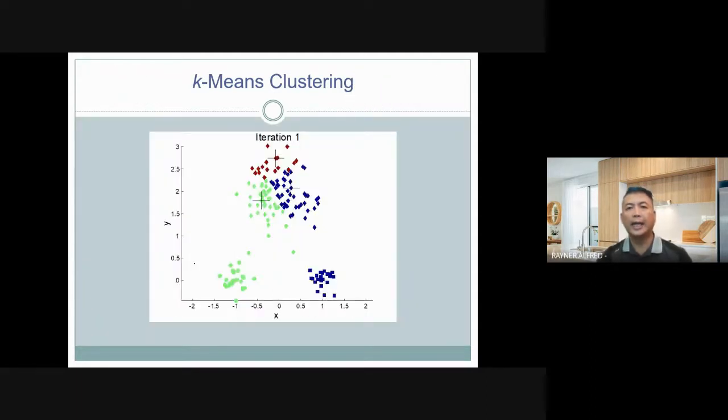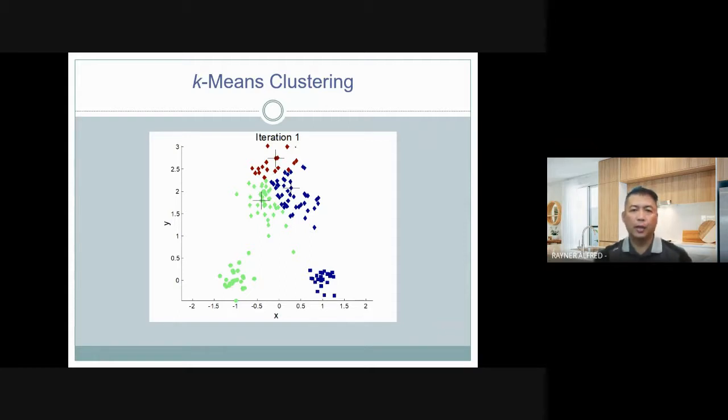Okay, this is an illustration. We start with this initial setting. In this one, k equal to 3. K equal to 3 means we have 3 clusters. So we pick randomly, and then for the remaining documents, we assign each to the nearest center.